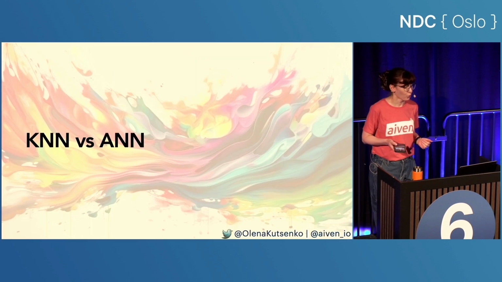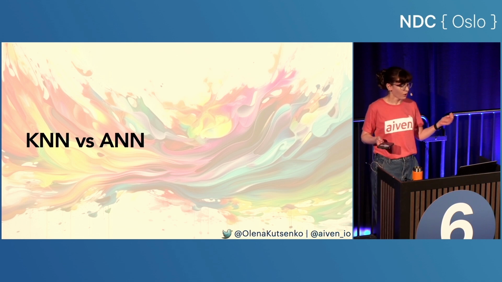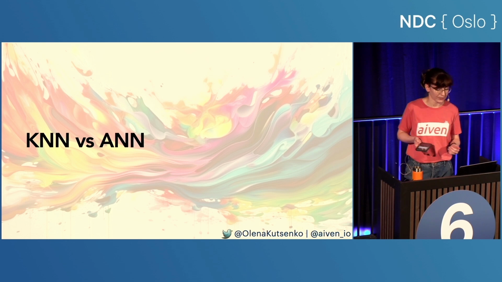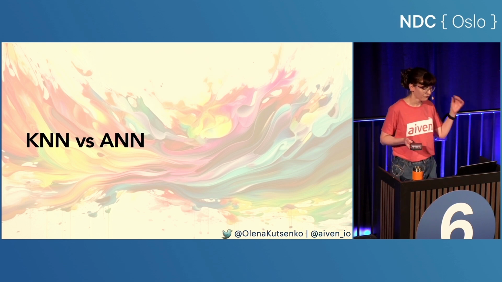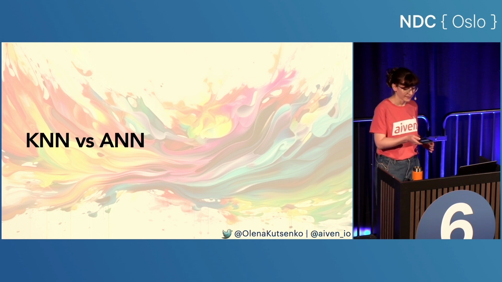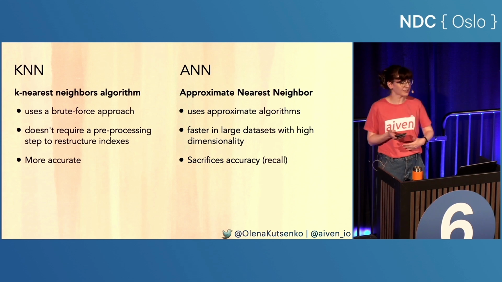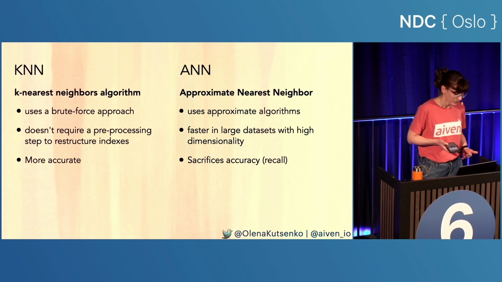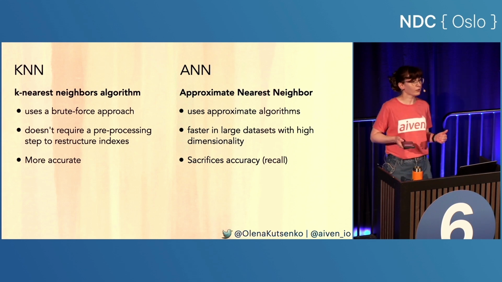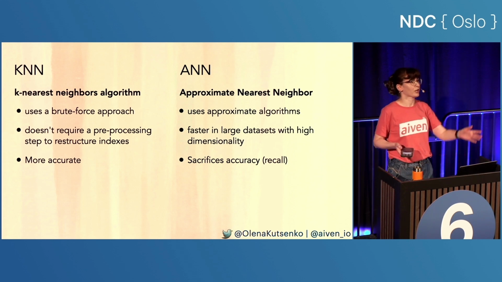And this brings me to a topic of KNN versus ANN. The K nearest neighbors algorithm is where we are comparing all of the items to our text phrase. But ANN is approximate nearest neighbor. And the difference between them happens at the prediction phase. ANN will only take a small fraction of the data and analyze only that fraction, versus KNN will just look at all the data.